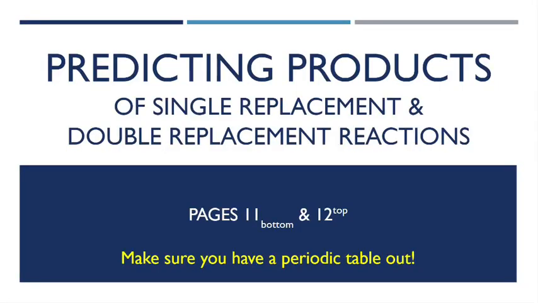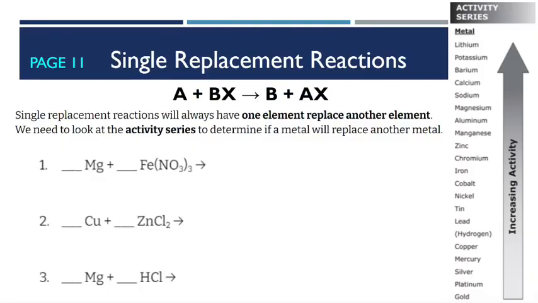So in class we took these notes, finishing out the bottom of page 11 and then doing the double replacement notes at the top of page 12. And you're going to want a periodic table for these. And on page 11, we had started by talking about decomposition reactions and breaking apart our compounds into separate elements.